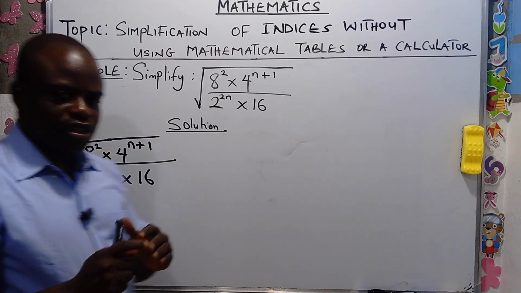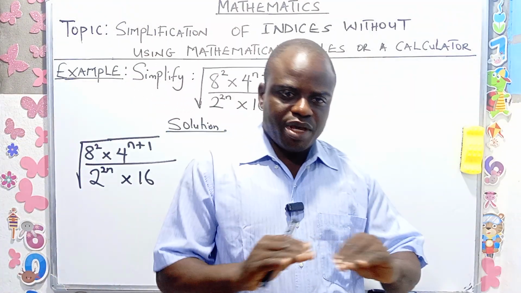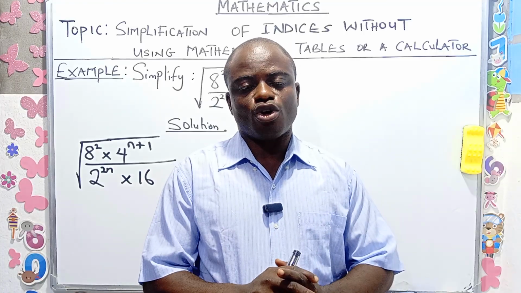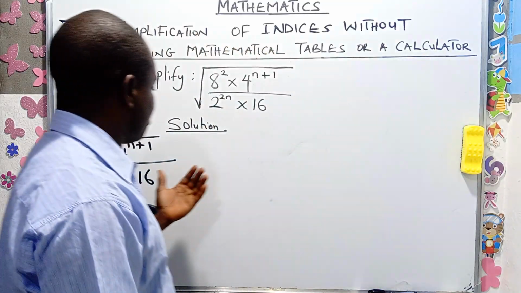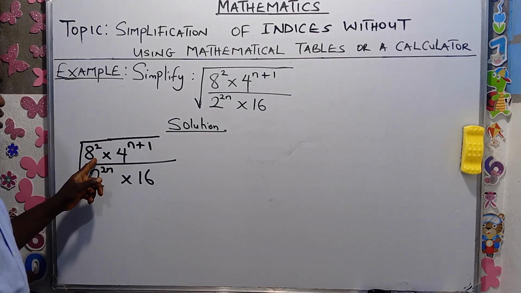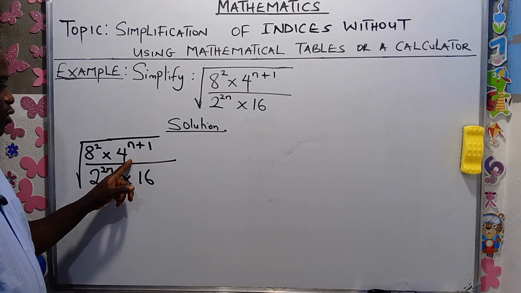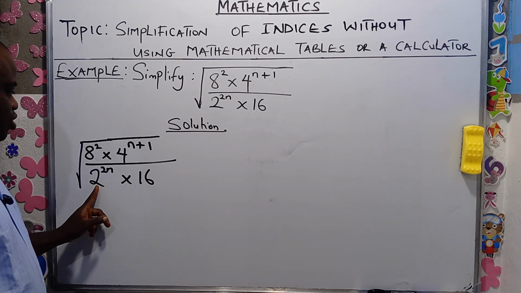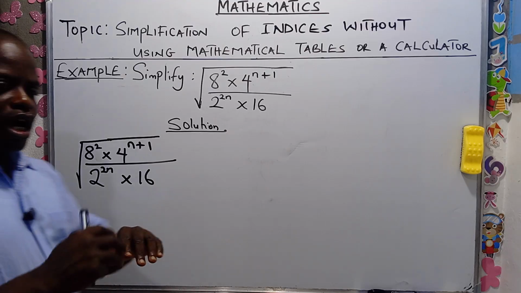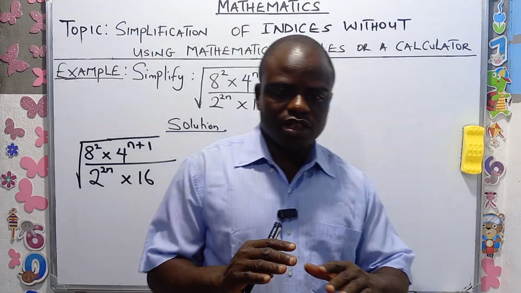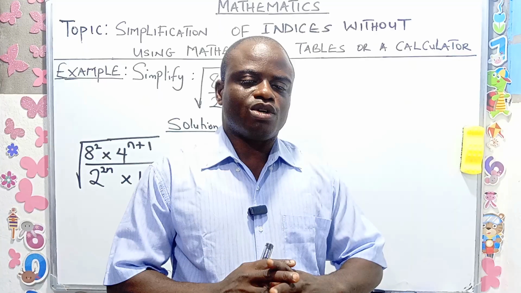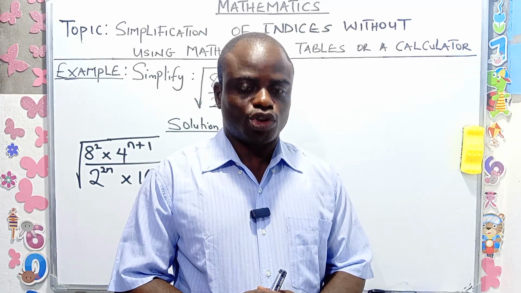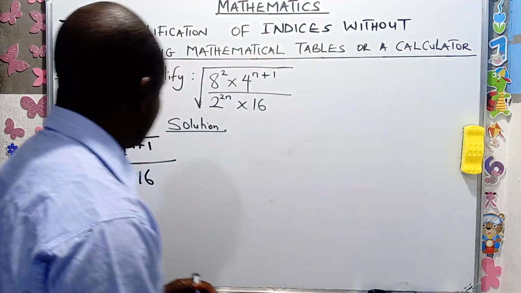What you need to do is that the base has to be expressed in terms of 2. You can see it's being mixed up. 8 is the base here, 4, 2, 16. The least number in the square root is 2. I will simplify it in such a way that all the bases will be expressed in terms of 2.